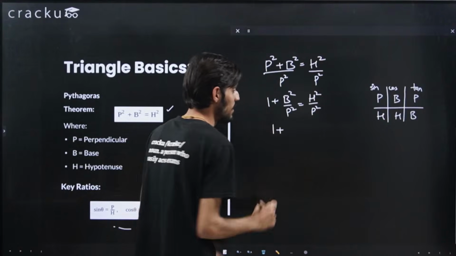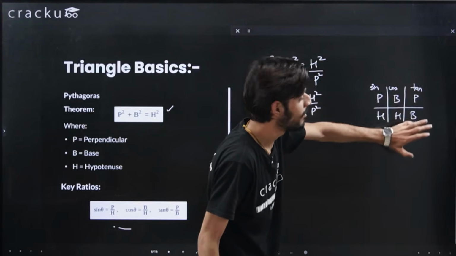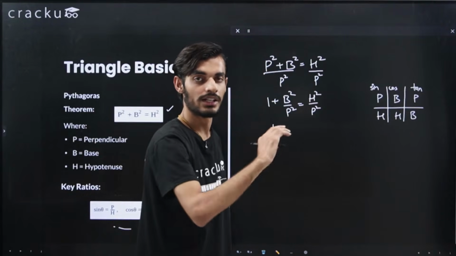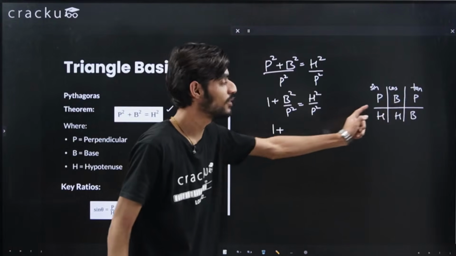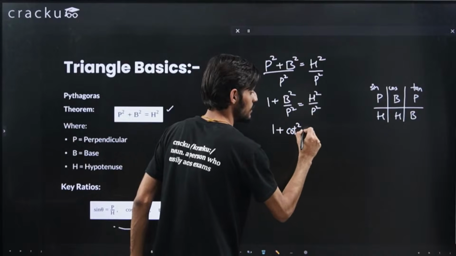So 1 plus p square upon p square. Okay, so b square by p square will be 1 by tan, because tan is p upon b, so reverse of tan is cot, right? Tan is equal to 1 by cot, and b by p will be cot, and its square will be cot square. So this will be square of cot.